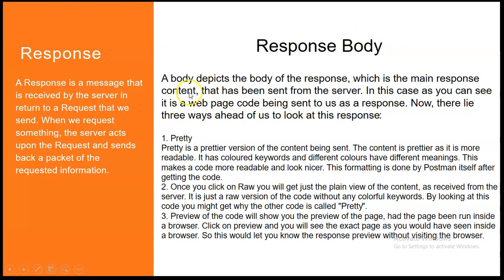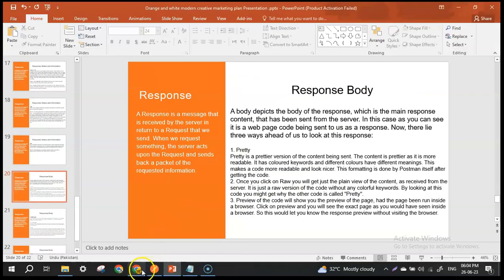Then in the body we had seen that the response can be displayed in pretty, raw, and preview format. So what does it mean? Pretty is a prettier version of the content being sent. It is basically the way of making the response more readable. It has some color formatting, and different colors have different meanings. Raw means the response you will see in the plain view, without any formatting or editing. And in the preview you can see the preview of the web page.